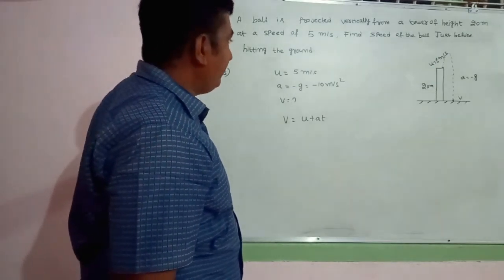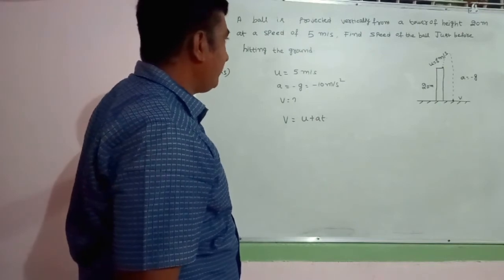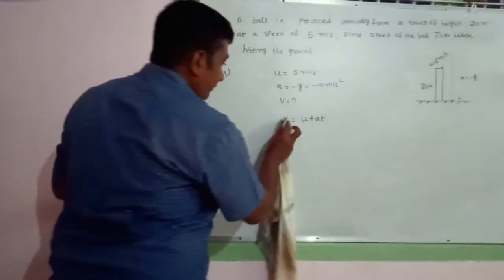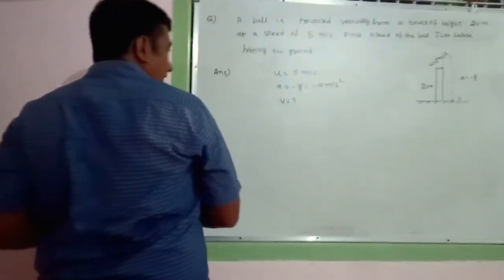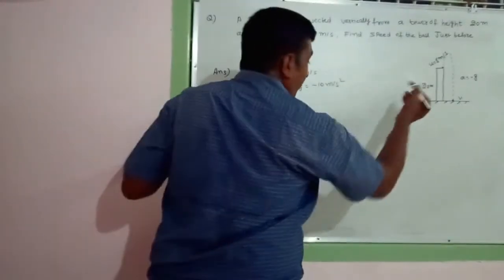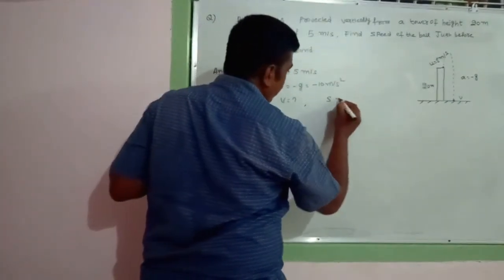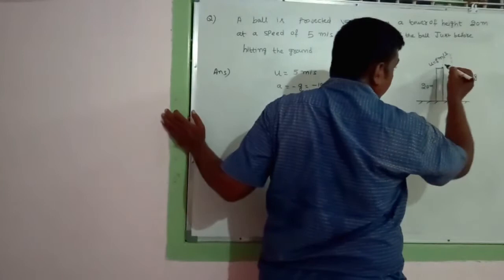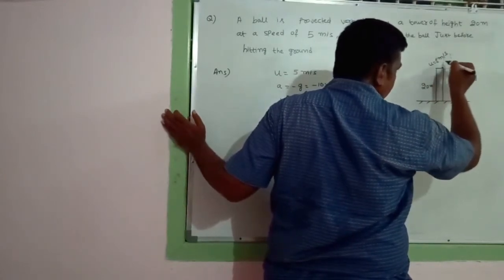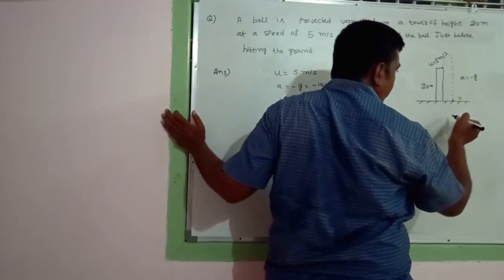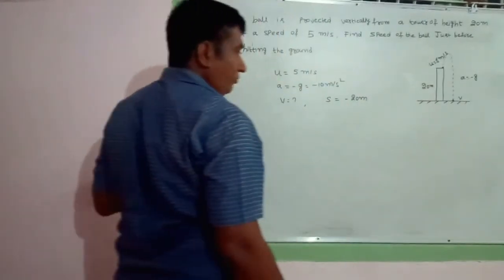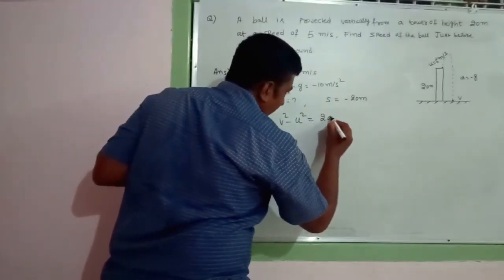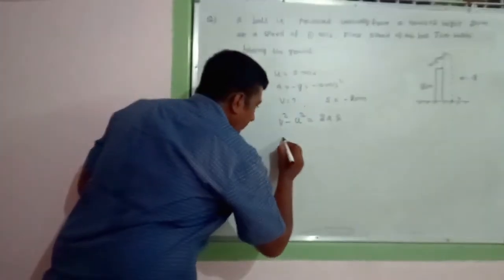Here the time period has not been given. So in such a case, what's the total displacement here? The total displacement is s equals minus 20 meters. Why? Because from here to here it travels plus x, minus x, and plus x minus x gets cancelled. We get downwards in direction, so the displacement will be minus 20. With the help of this, v square minus u square is equal to 2as.